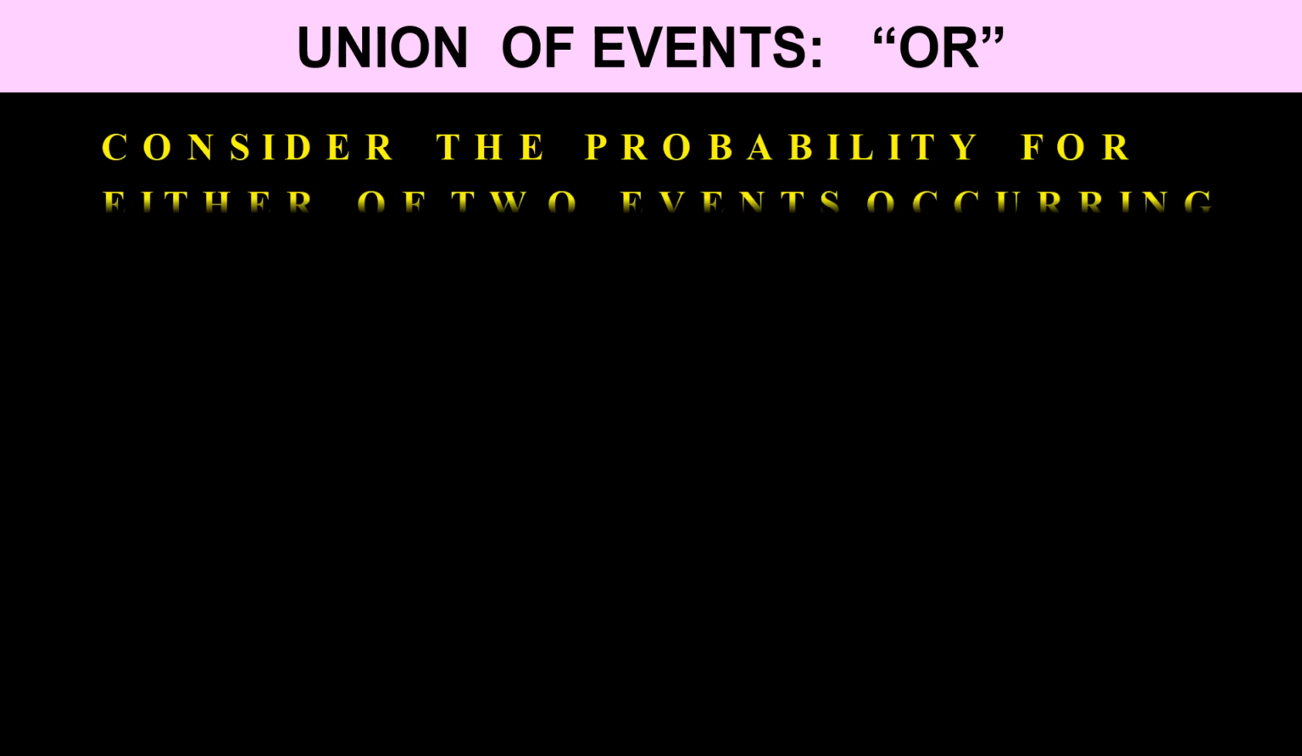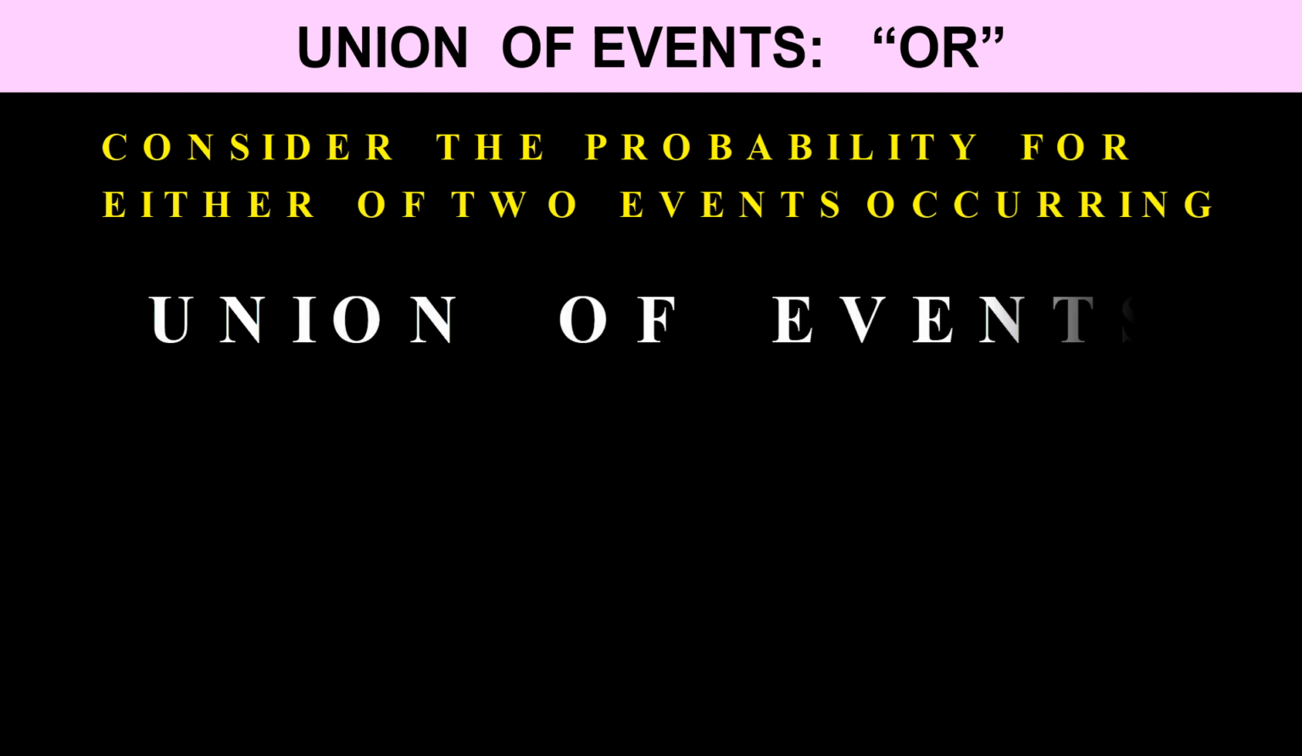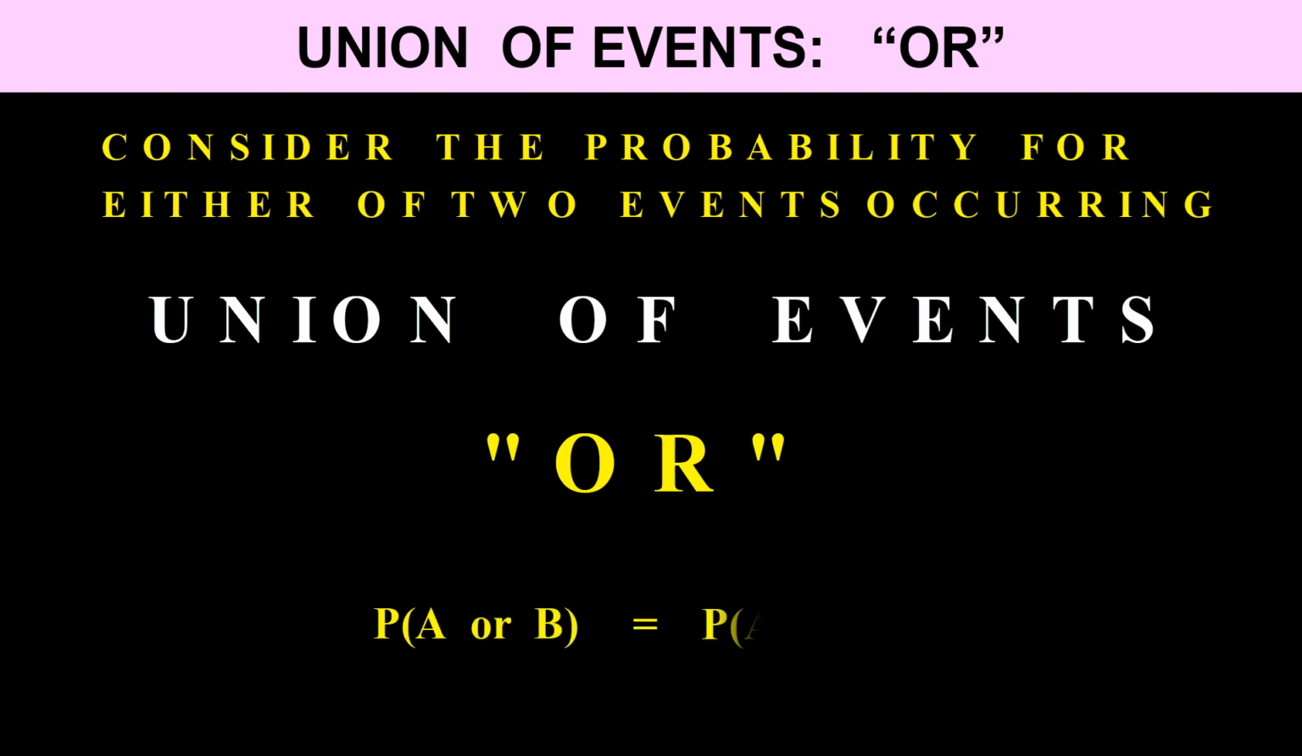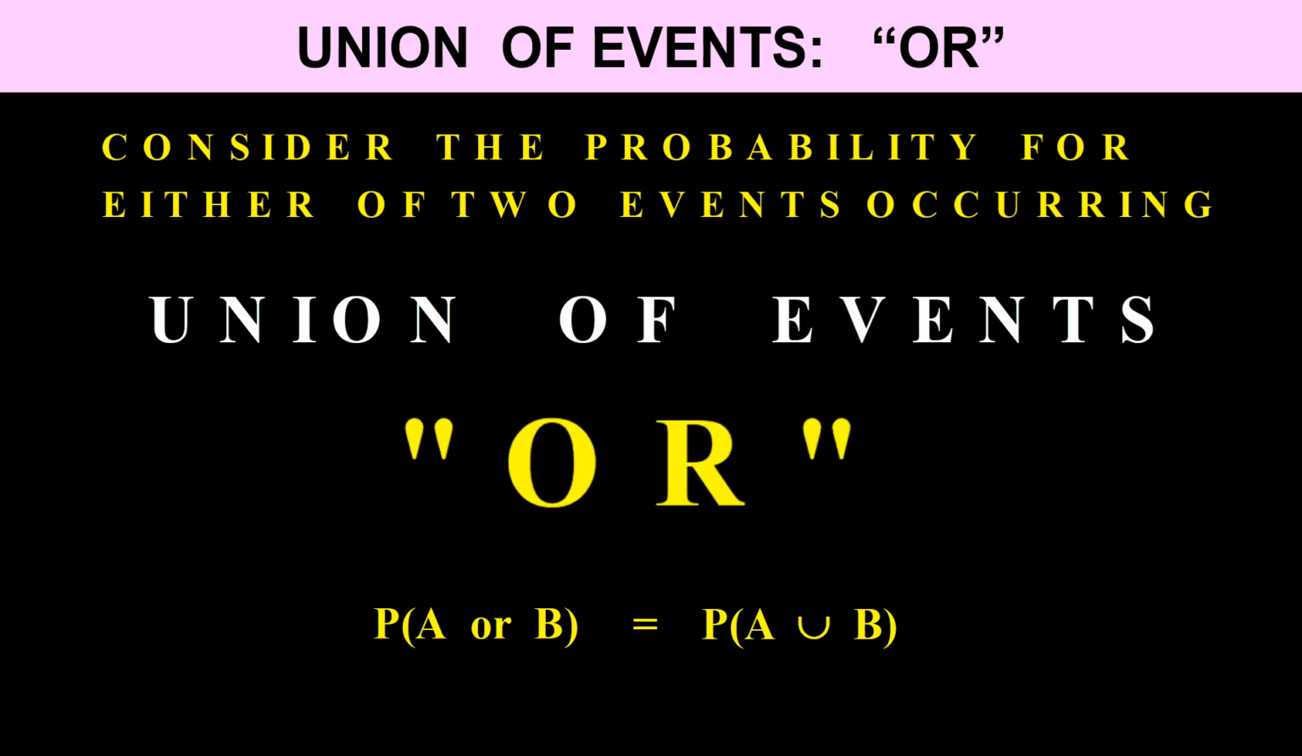Here we're going to look at the union of events, and we're going to use the term or. So let's consider the probability of either of 2 events occurring, so one event or the other event occurring. Here the or refers to the union of events. So when we have or, that's the union of events. So the probability of A or B, which we can also write as the probability of A union B. Okay, so we're going to look at that.